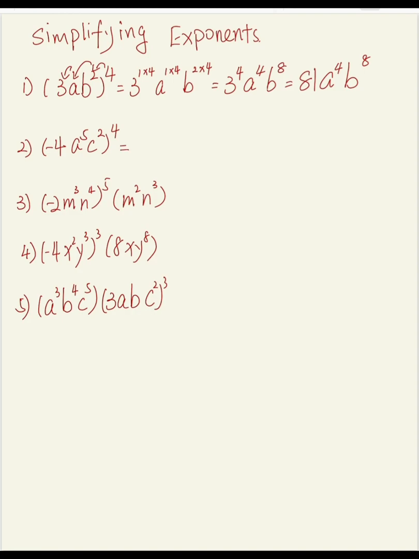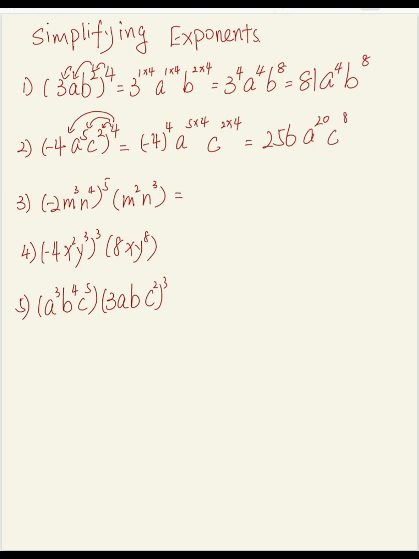Number two, the same. We need to distribute the 4 to each part, and the first is -4 squared to the 4th power, and A, 5 times 4, and for C, 2 times 4, and we can get 256, A to the 20th, and C to the 8th.